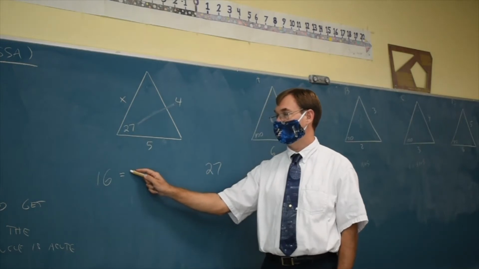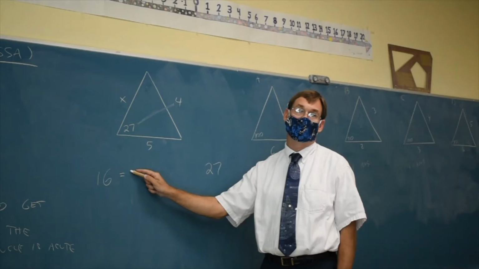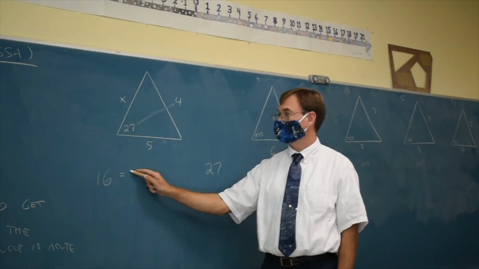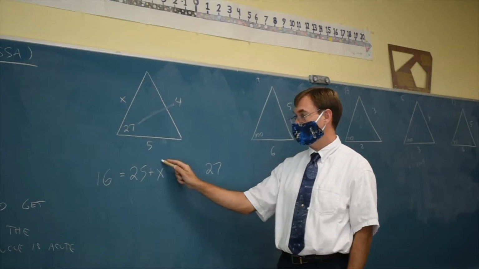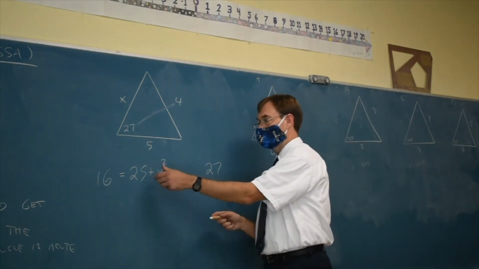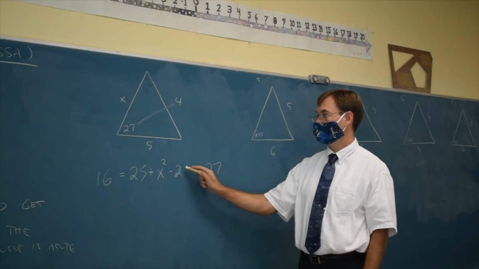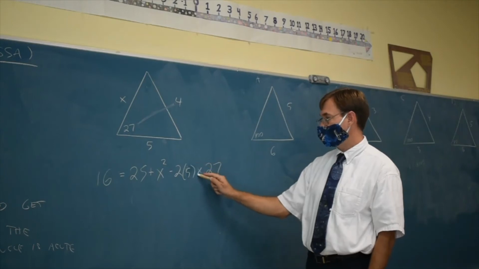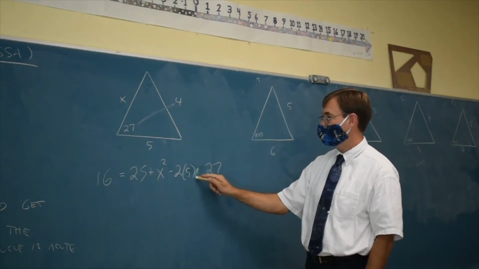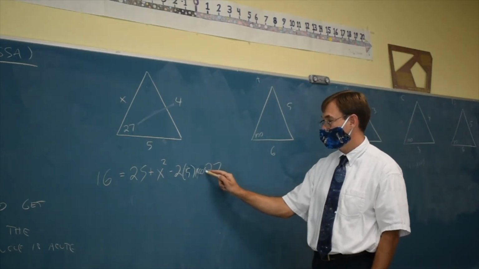How would the rest fill in? 25 could go first or second. X squared could go first or second. Those are interchangeable. It didn't matter who was where. Minus 2 times 5 times x. And I didn't leave quite enough space because I need to fill right here. Cosine 27.